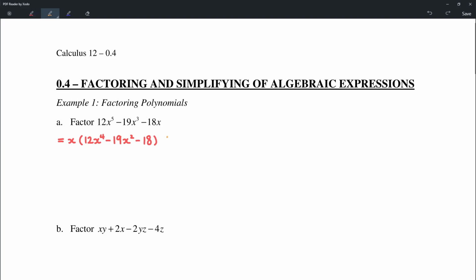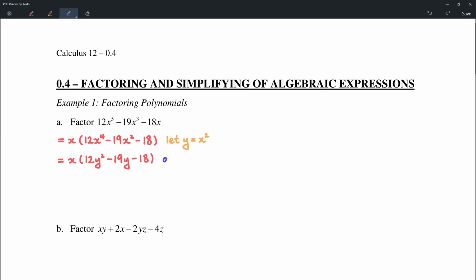And here we're going to let y equal x squared. And the purpose of doing that is to rewrite the second part of the expression as a quadratic expression. So we have instead 12y squared minus 19y minus 18. And here we're going to factor by grouping.